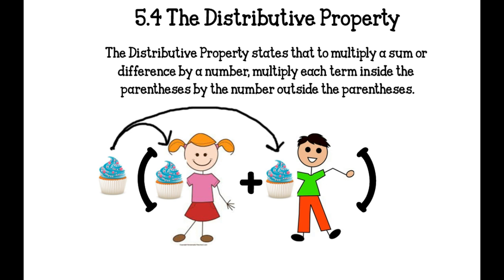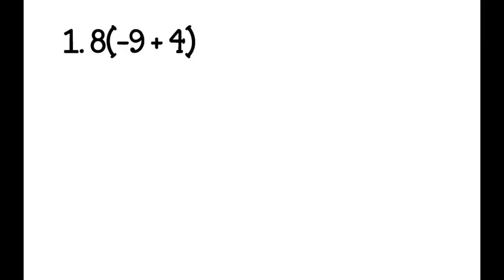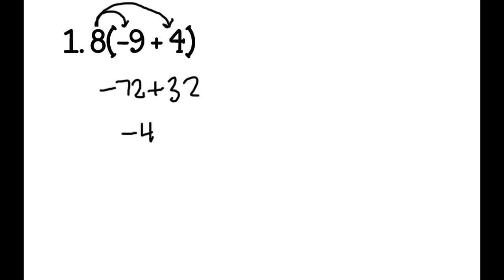So if I were to bring cupcakes to class, I'd bring them to the girls and to the boys that are inside of the class. Number 1, 8 here is my cupcake, -9 is like the girls, and 4 is like the boys. So I have 8, and I have to give it to everybody inside. So 8 times -9 is -72, and 8 times 4 is 32. And -72 plus 32 is -40.